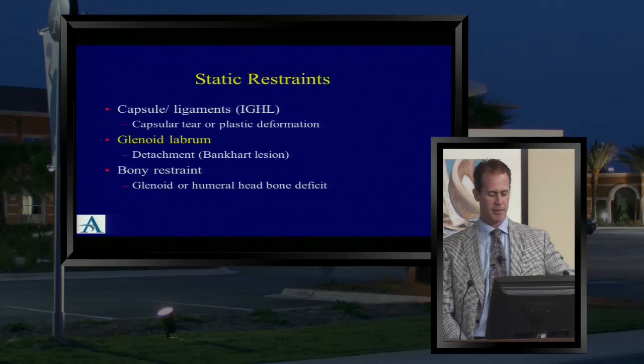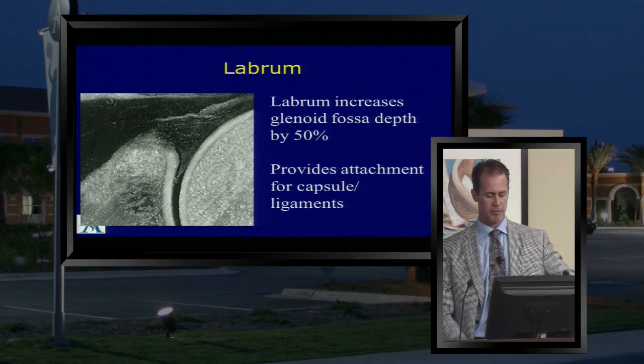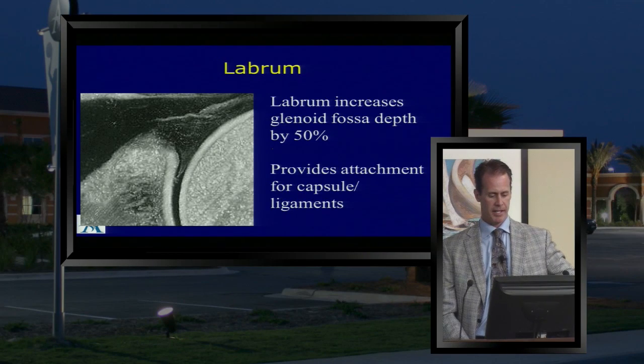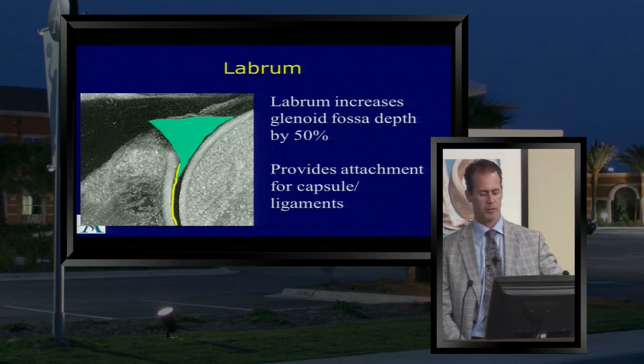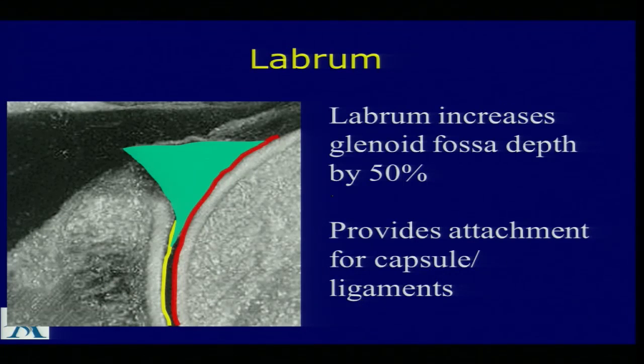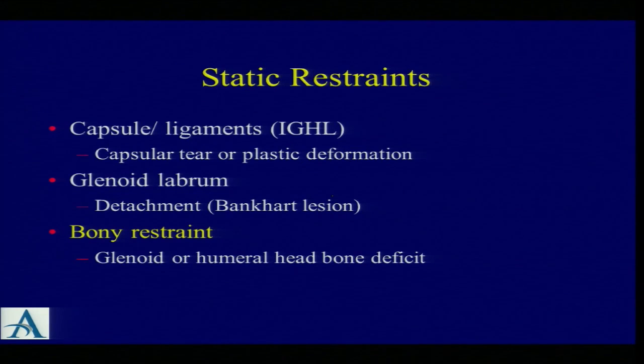The glenoid labrum provides the attachment for all capsules and ligaments. It has very little bony contact, and only 50% of the bony stability comes from just the glenoid. The labrum increases the depth of the fossa by 50%, dramatically increasing stability.